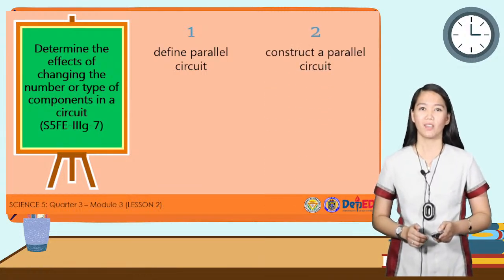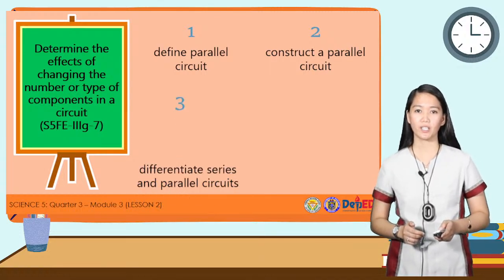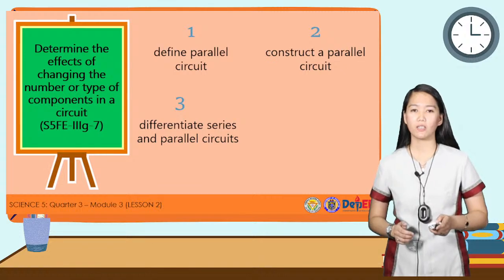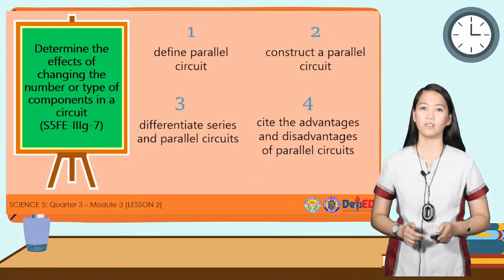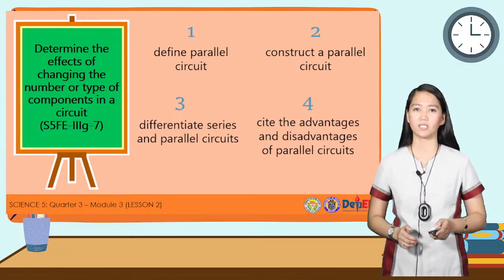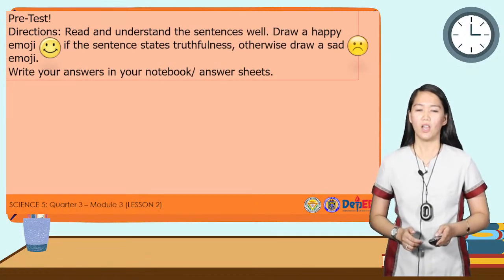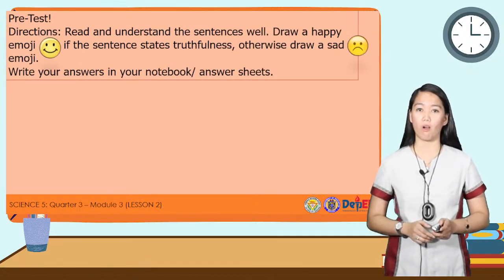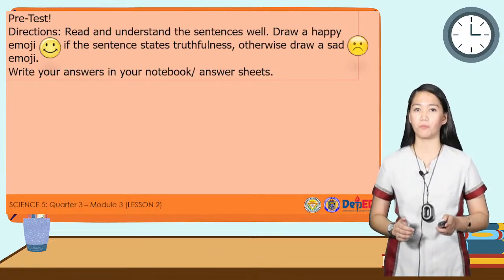Our first objective is to define parallel circuit. Second, construct a parallel circuit. Third, differentiate series and parallel circuits. And the last one, cite the advantages and disadvantages of parallel circuits. But before we proceed with our lesson, let us have a quick recap on our previous lesson.